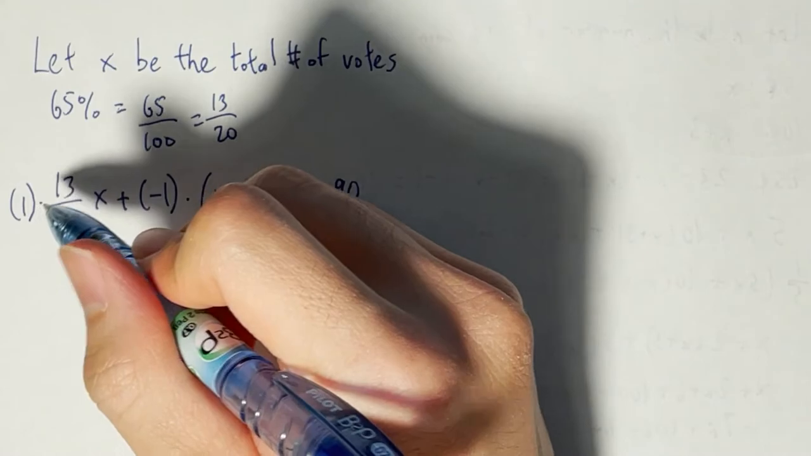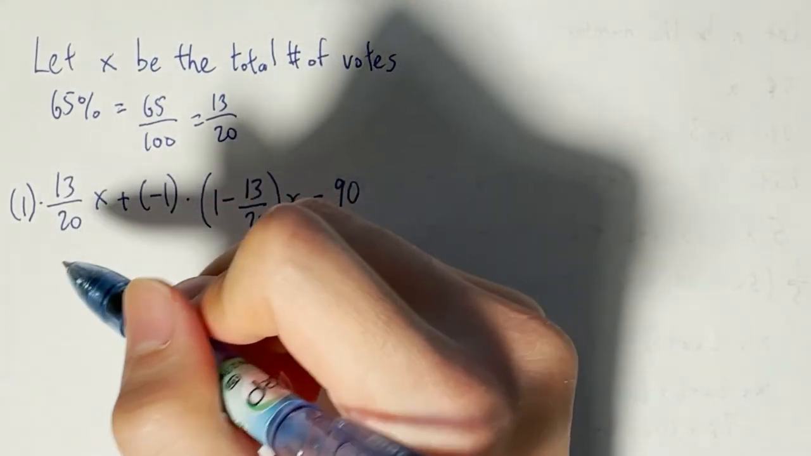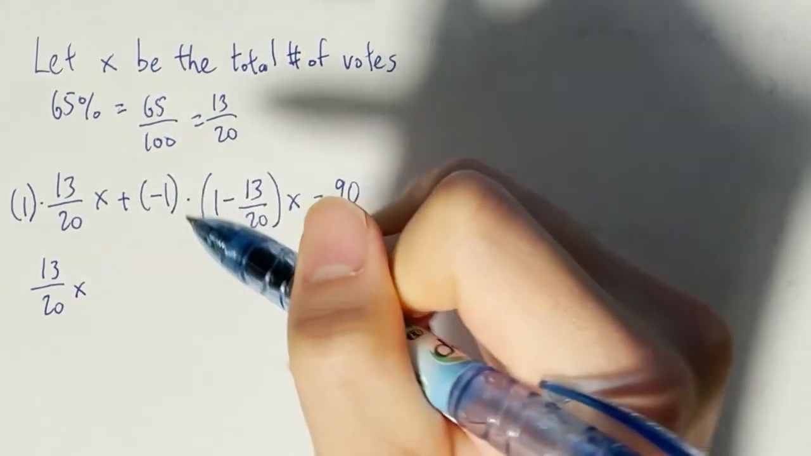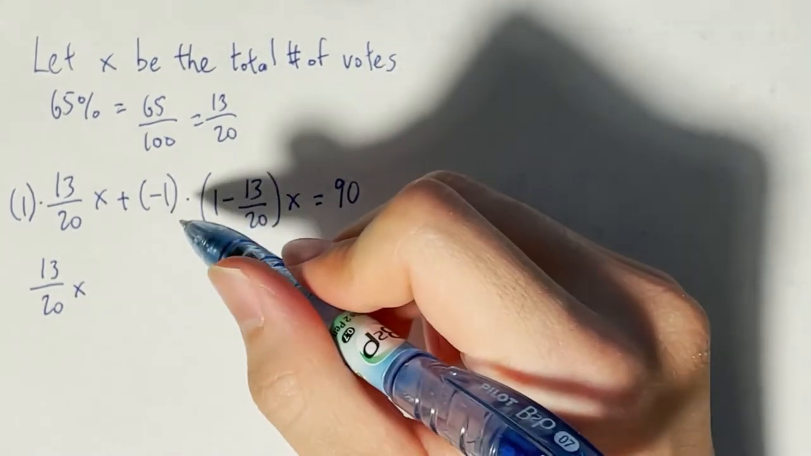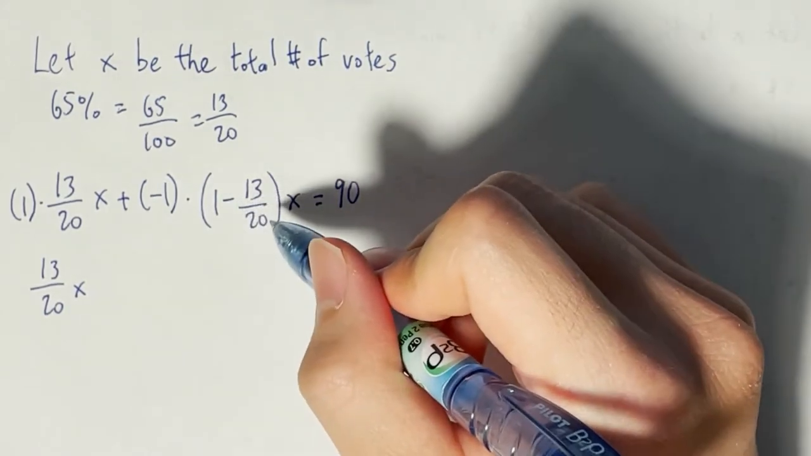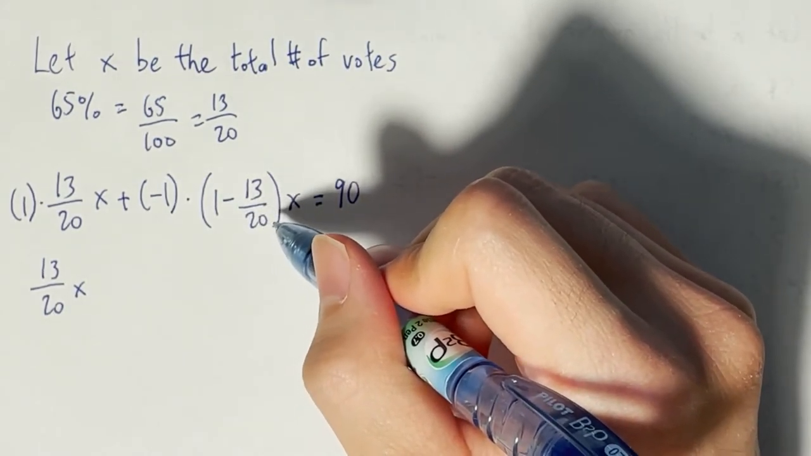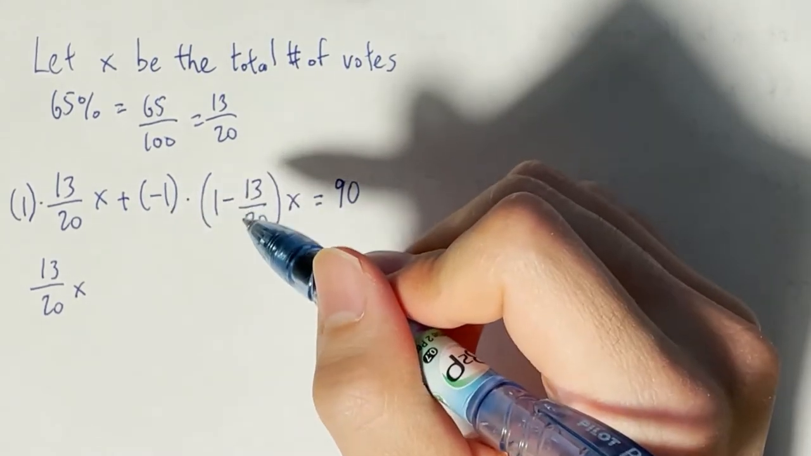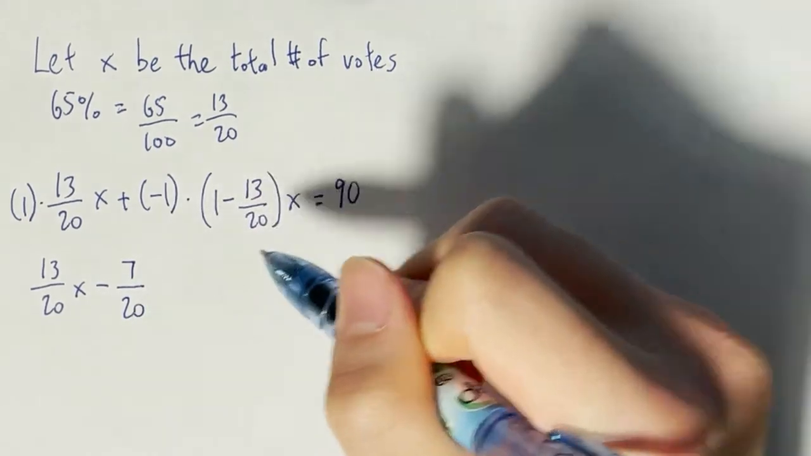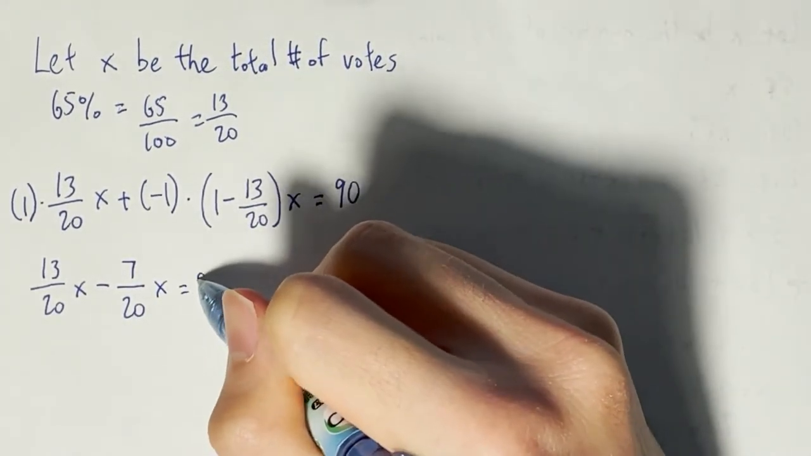First, we can combine some factors here. So 1 times 13 over 20x just leaves us with 13 over 20x. And here we have some constants. So we have -1 times 1 minus 13 over 20. So 1 minus 13 over 20 leaves us with 7 over 20. And times a -1 gives us a minus 7 over 20. So we'll have a minus 7 over 20, and we'll still have the x, and this equals 90.